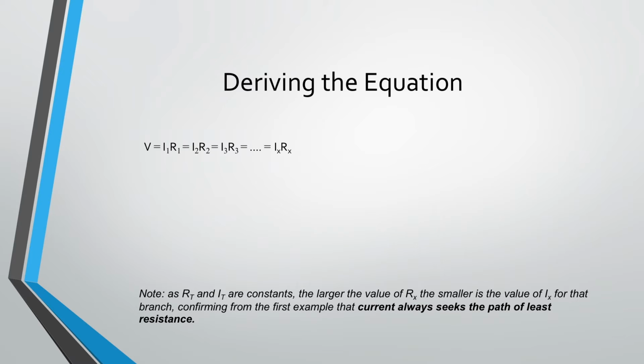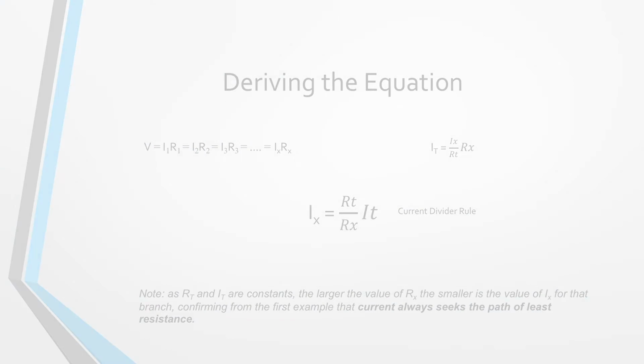Substituting for V in the above equation for IT, we have IT equals the value of current we are trying to find times the resistor of the element we are finding divided by the total resistance. Solving for Ix, the final result gives us the current divider rule, which states that the current through any branch of a parallel resistive network is equal to the total resistance of the parallel network divided by the resistance of the resistor of interest and multiplied by the total current entering the parallel configuration.